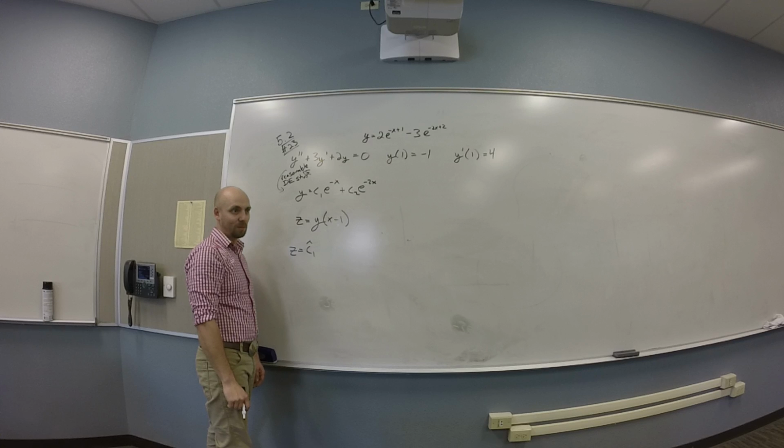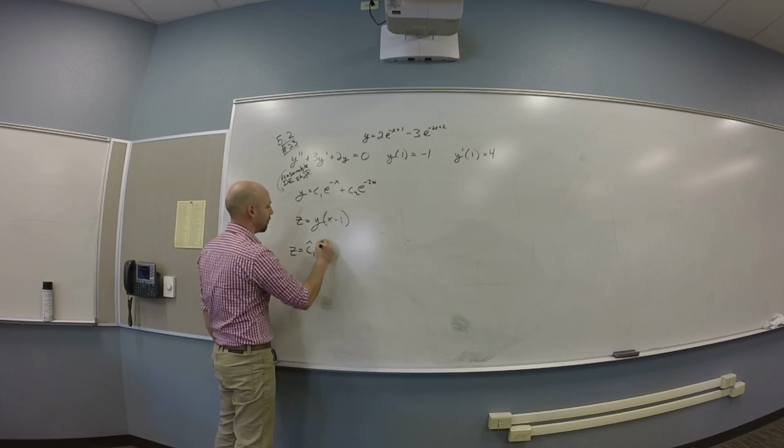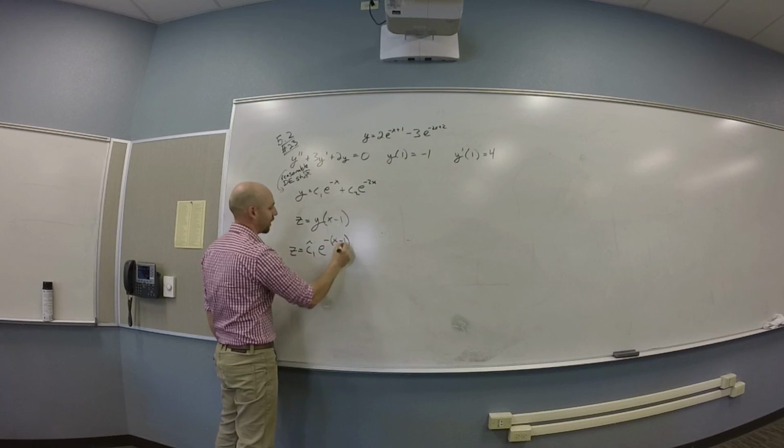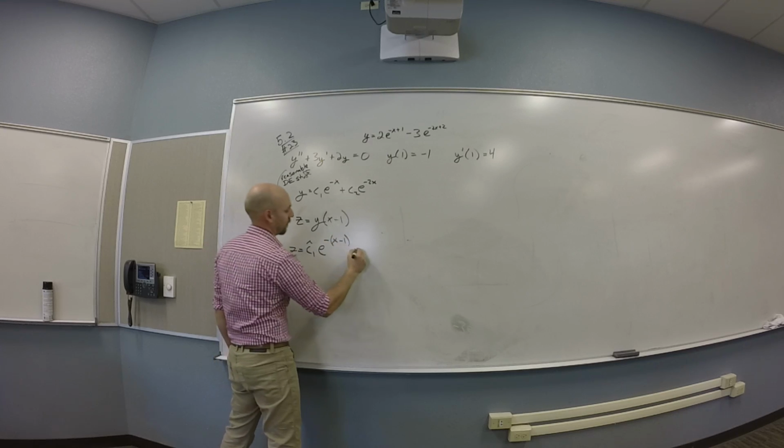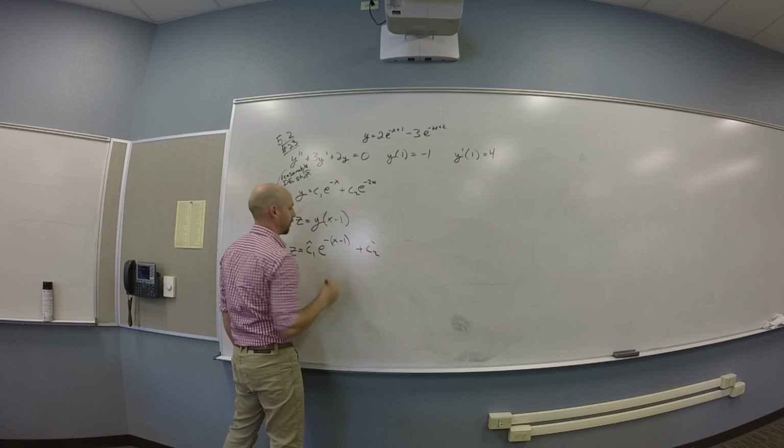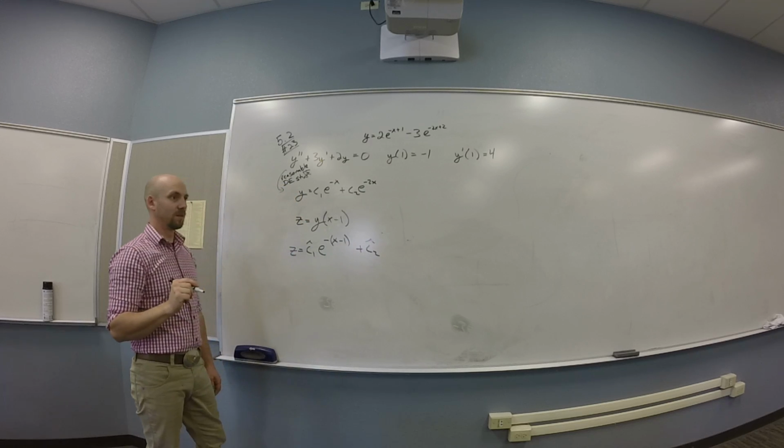You guys with me that that's probably different? And then I should get e to the minus quantity of x minus 1. Why would your C1 be different? I did it that method. I got the same thing you did the last time.